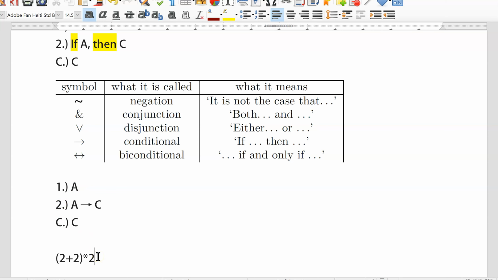I don't think any textbooks really point this out because we already know how parentheses function, and they function the exact same way. So if I said something like, if I go to the store, then I will buy coffee and milk.